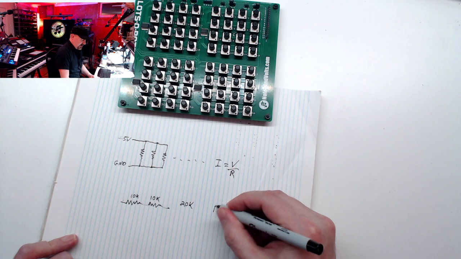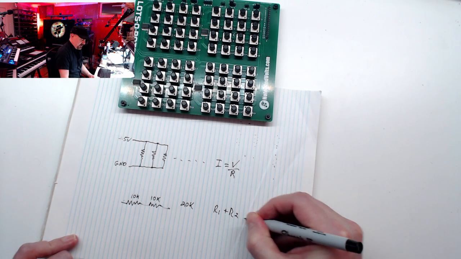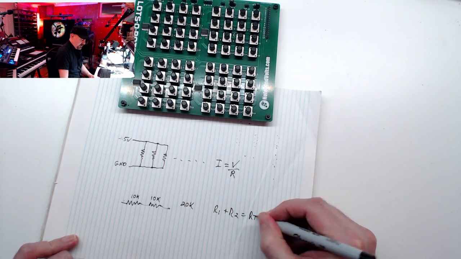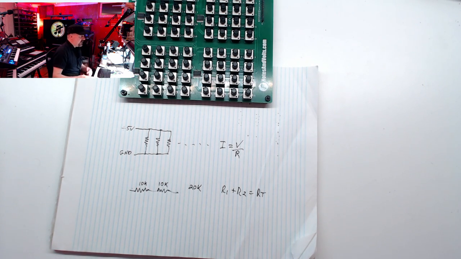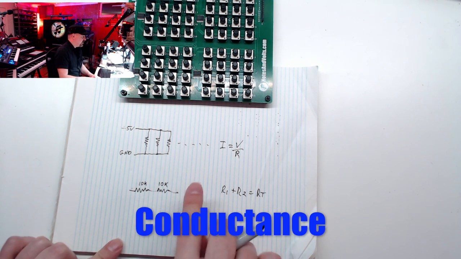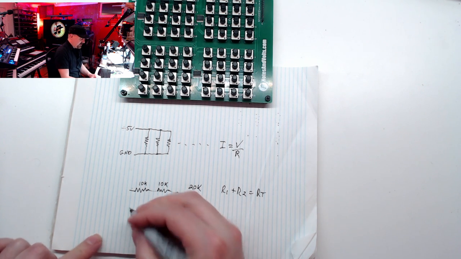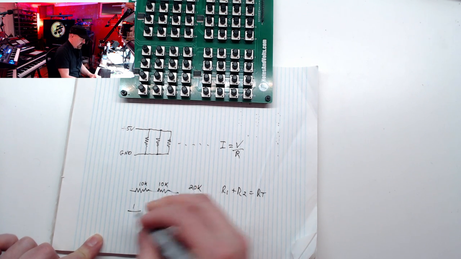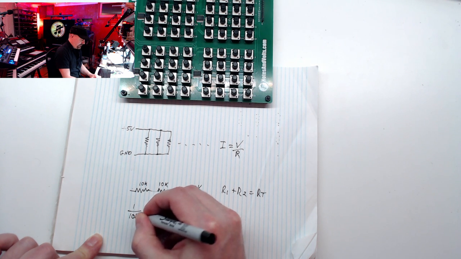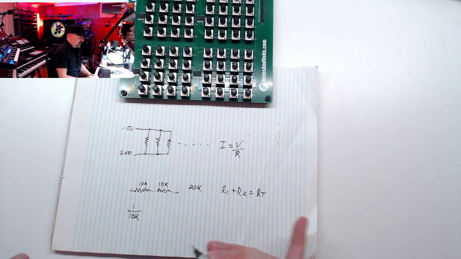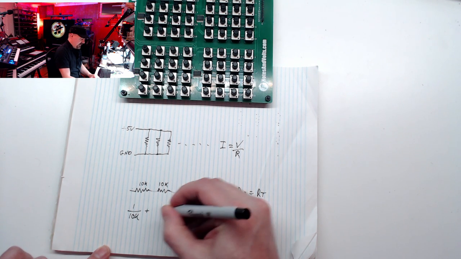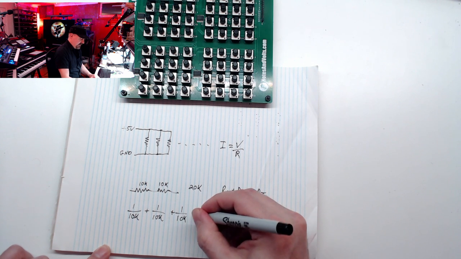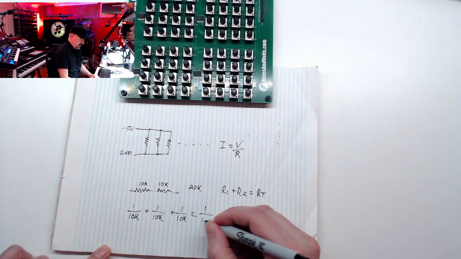Series resistors is just R1 plus R2 and so on equals R total. For parallel resistors, we're not going to add the resistance. We're going to add the opposite of resistance. We're going to add something called the conductance. To turn a resistance into a conductance, all we have to do is take the inverse, so we put it under 1. To add up our conductances, we'll take our resistance value, take the inverse, and then add the next resistor, and so on, and that will give us our conductance.